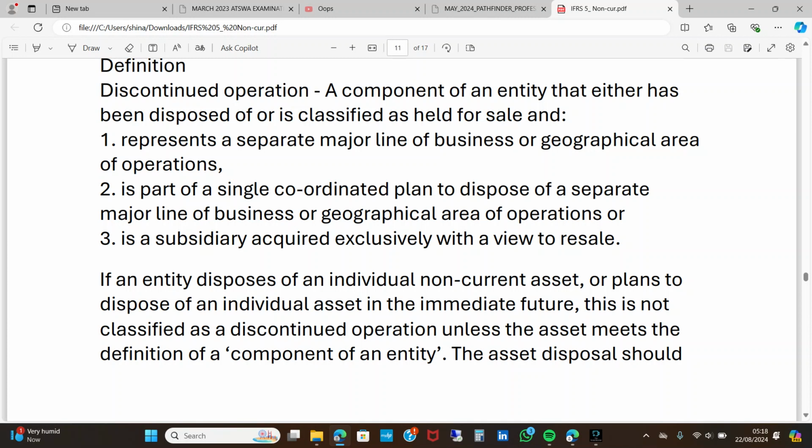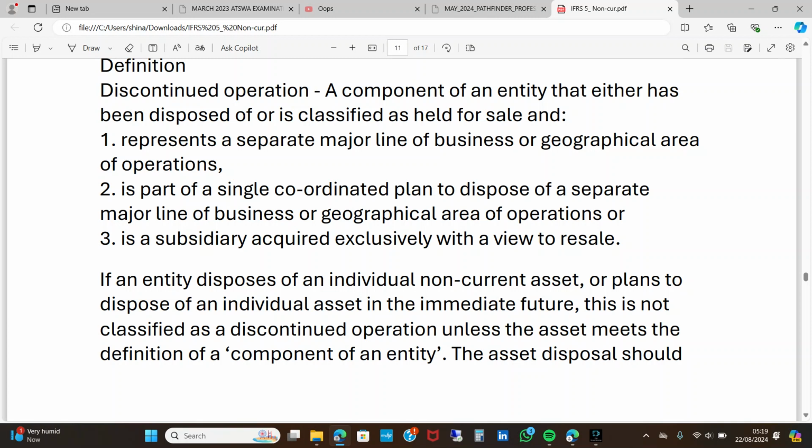Geographical area of operation is when they are selling their business in a particular area that is geographically. For example, you have GTB. GTB is all over Nigeria. They have in the southwest, they have in the southeast, they have in the north. If GTB says that they intend to sell off their operations in the southwest part of Nigeria, that's a geographical area of operation. That is a what? Discontinued operation.